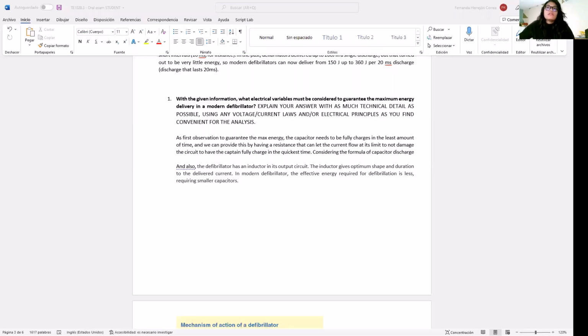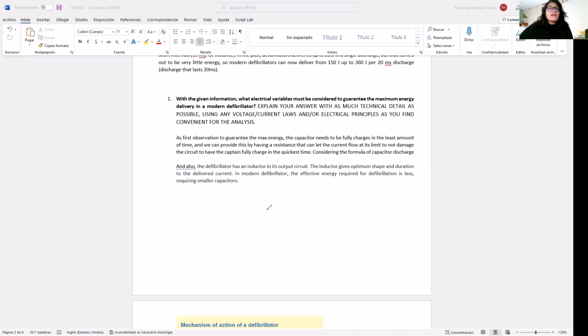So now for the second situation, the variable that we need to consider to guarantee our maximum energy from the defibrillator is that our capacitor needs to be fully charged in the least amount of time. So in order to have this, our resistance has to be not that high, in order to have the capacitor fully charged in the quickest time, but also not at the limit where it would damage the capacitor. So we need to consider here the formula of capacitor discharge in order to do that.